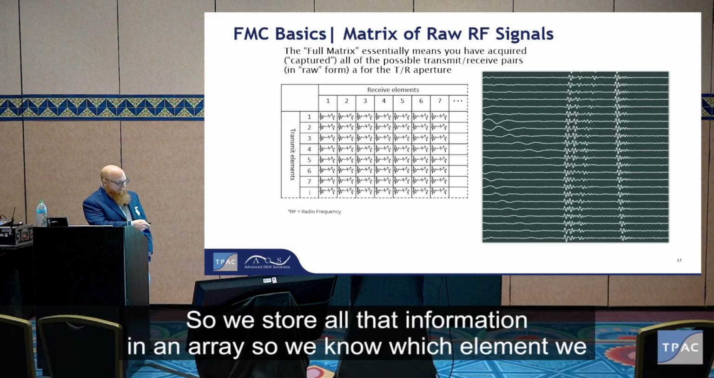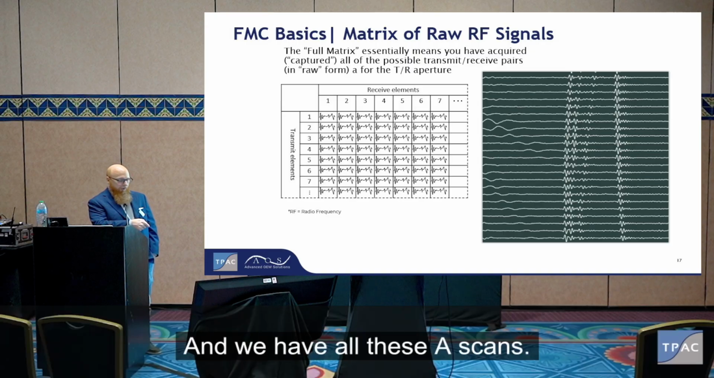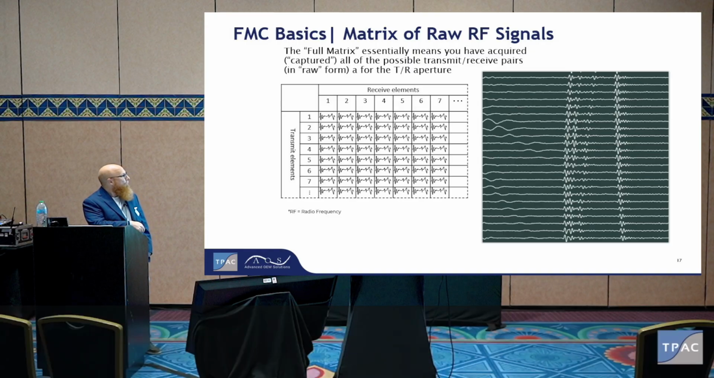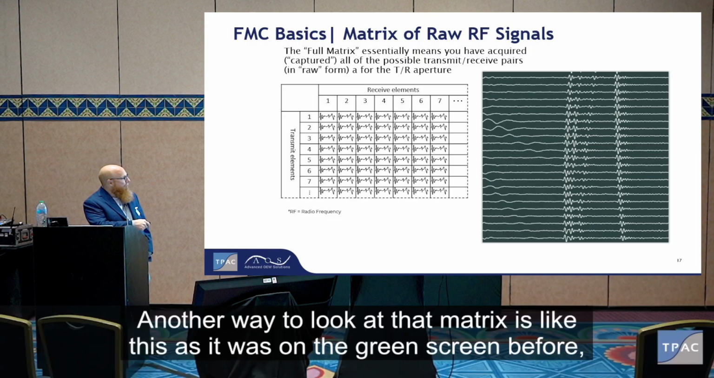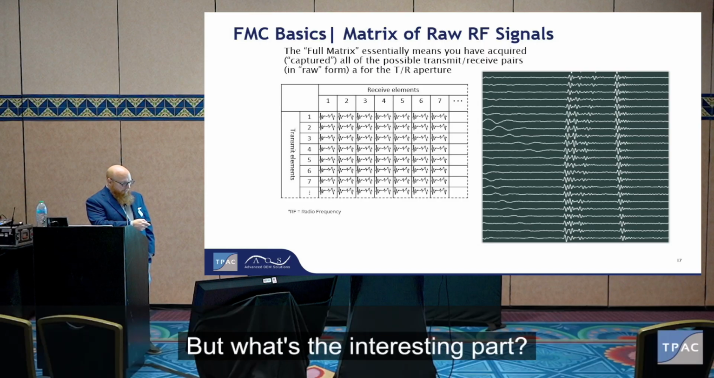So we store all that information in an array, so we know which element we transmitted from and which element we received on, and we have all these A scans. Another way to look at that matrix is like this, as it was on the green screen before, or like this.